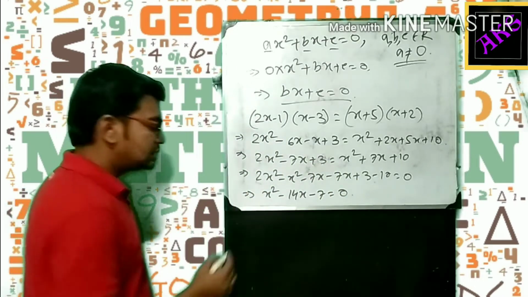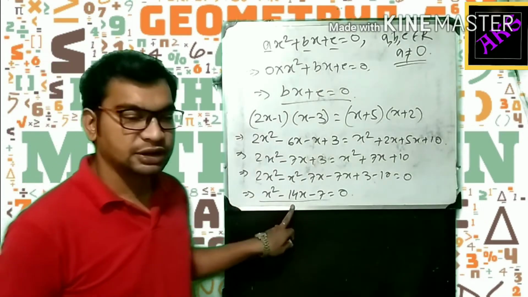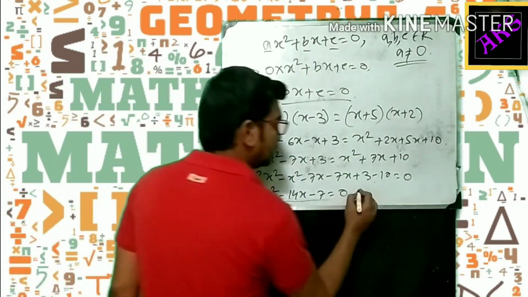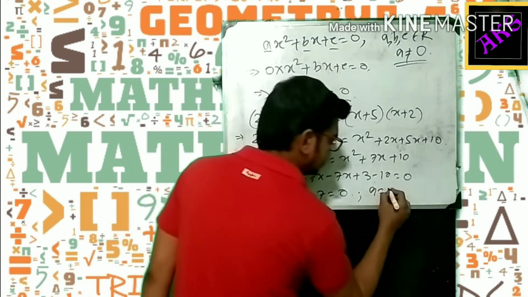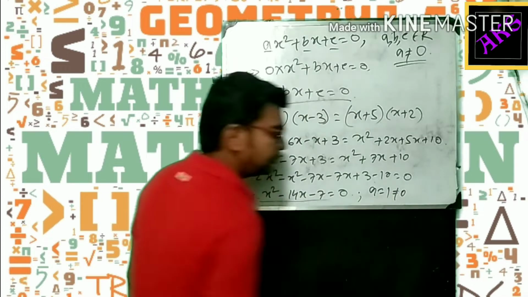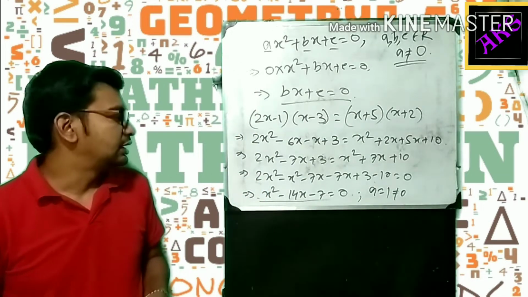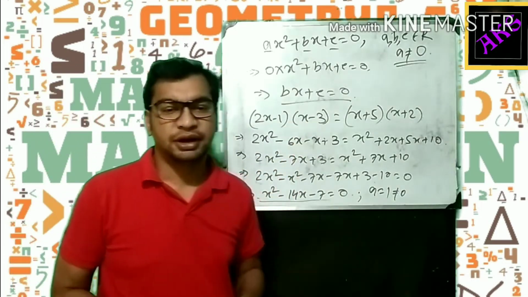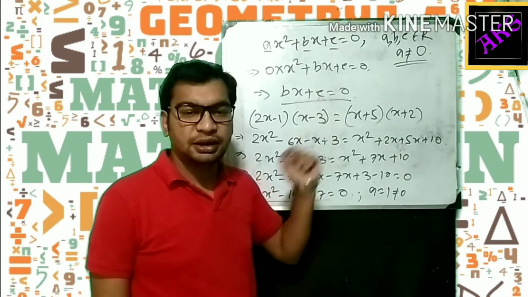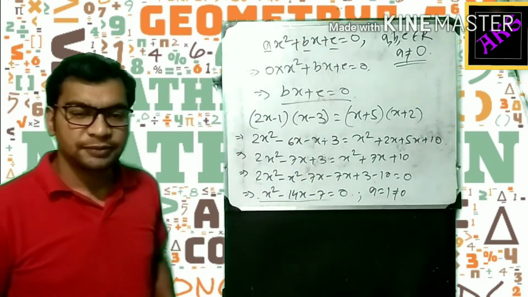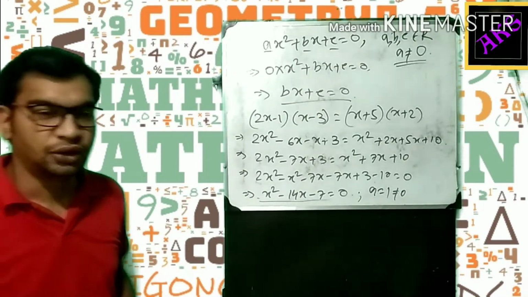Now, this is the standard form, ax square plus bx plus c. So here we get a equal to how much? a equal to 1, which is not equal to 0. a equal to 1, which is not equal to 0. So it is a quadratic equation. It can be called a quadratic equation. Okay? This is the process to show whether an equation is quadratic or not.